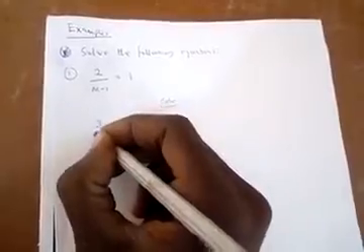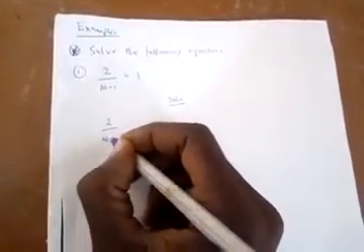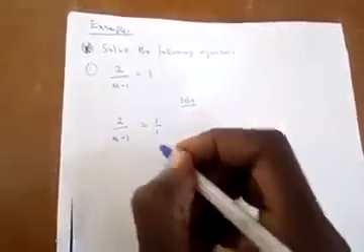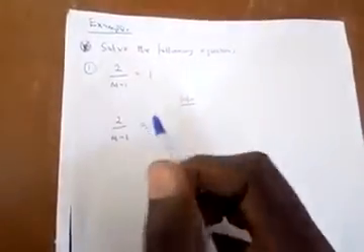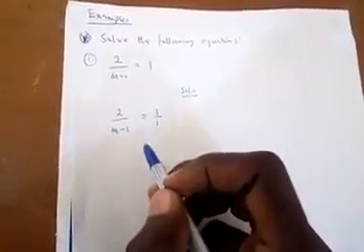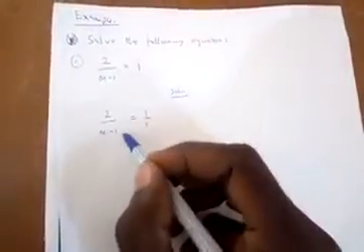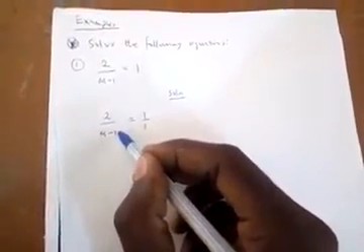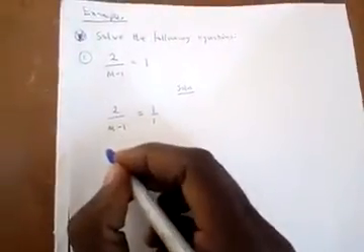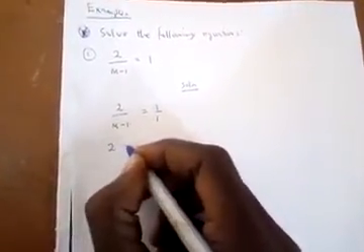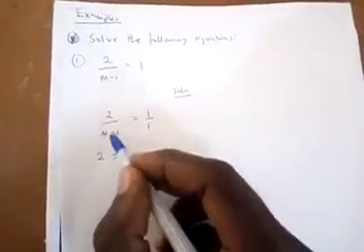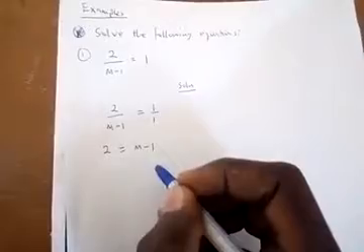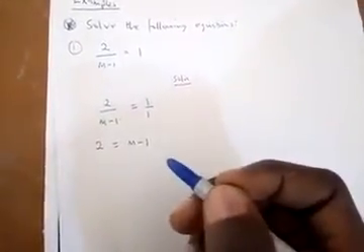I'll have 2 over m minus 1 is equal to 1 over 1, because any whole number standing on its own is divided by 1. So simply here I will just cross multiply. 2 multiplies this, and then 1 will multiply that. So 2 times 1 gives me 2, which is equal to m minus 1 times 1, which still remains m minus 1, because anything multiplied by 1 remains the same, it doesn't change.